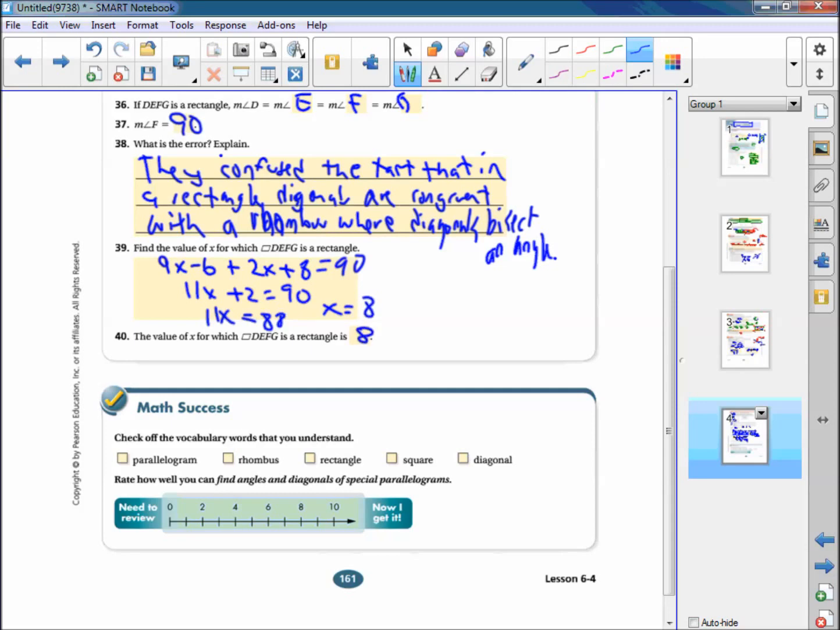All right, so check off the vocabulary words that you understand. Hopefully you know what a parallelogram is, a rhombus, a rectangle, a square, and the diagonal of all of those, which you've been working out for a while. And how well can you find angles and diagonals of special parallelograms? So if you're having trouble remembering what the diagonals do on a rhombus or a rectangle or a square, then you want to go back and watch the video again.